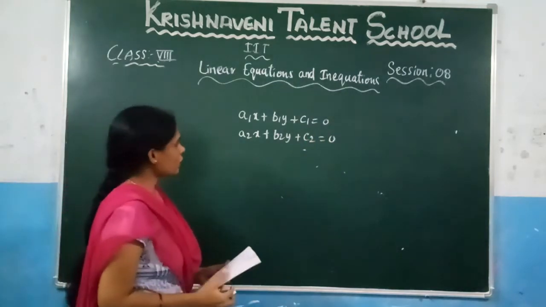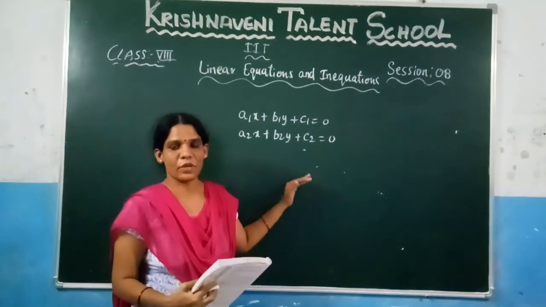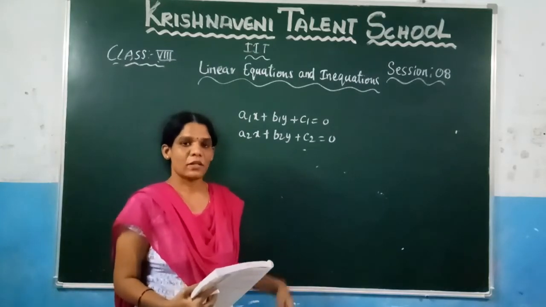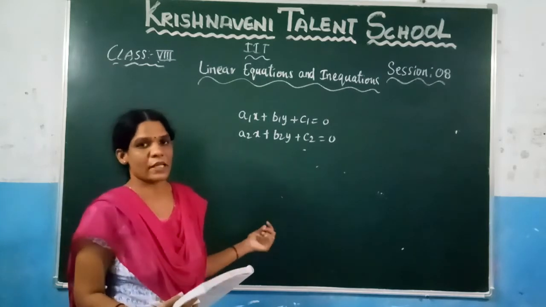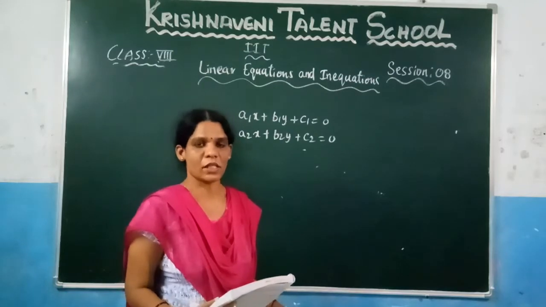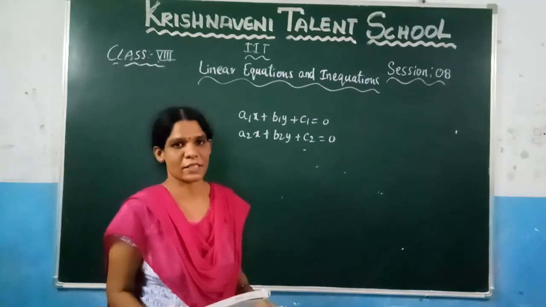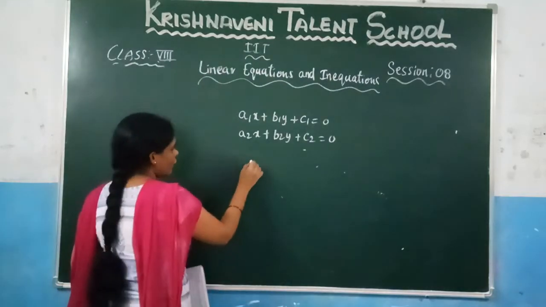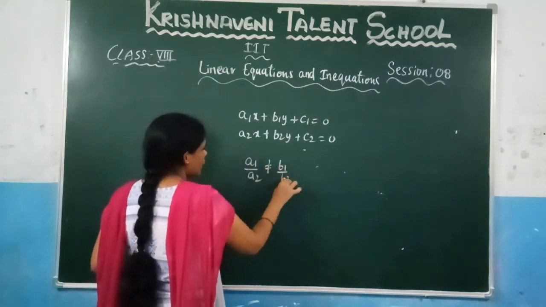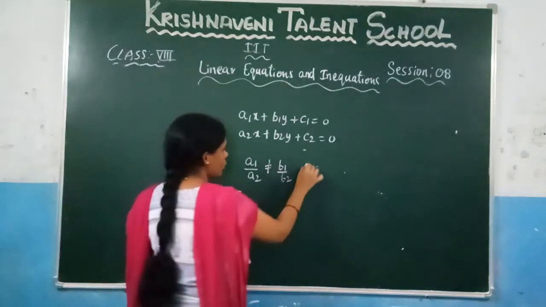Up to now we have discussed that if you are given two equations, you can solve by any of the four methods. Now, what I am saying here is that without solving, you can say whether you are getting a unique solution, many solutions, or no solutions. So, let us see what the conditions are. If a1 by a2 is not equal to b1 by b2, then we can say that the given linear equations have a unique solution.